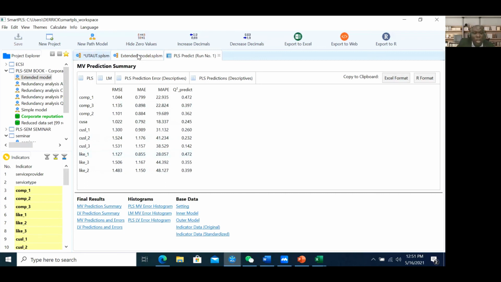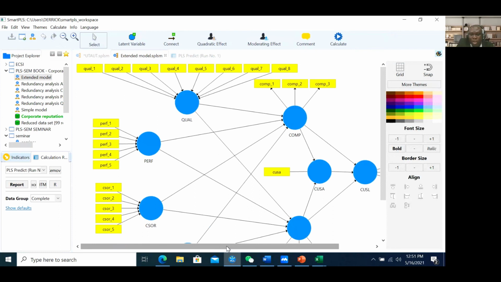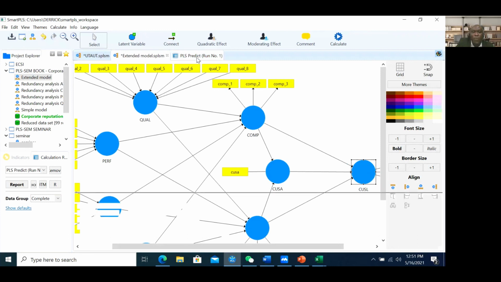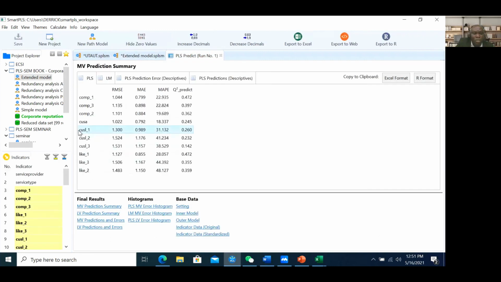So if you take this diagram, the target construct is, this might sound new because it's a different data, this customer relations, yes. So this CUSL is our target construct. So these three are target constructs. We first check their Q squared predict values. They are different from 0. Then we check from here.